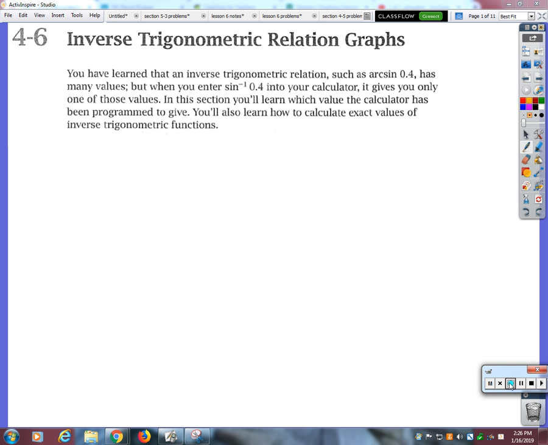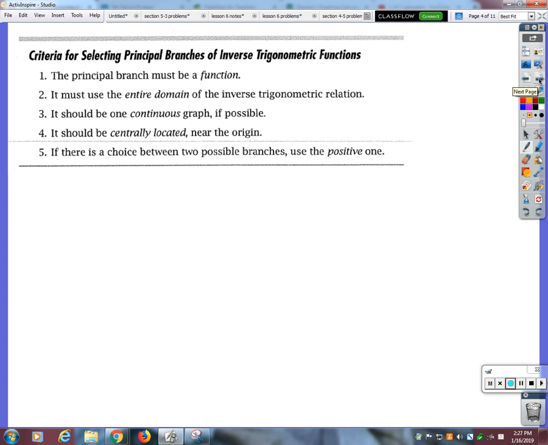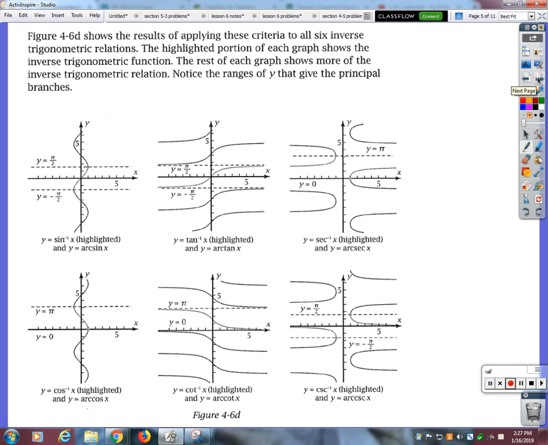This says you have learned that an inverse trigonometric relation, such as the arcsine of 0.4, has many values. But when you enter the inverse sine of 0.4 into your calculator, it gives you only one of those values. We've talked about this a little bit before. The reason is they have to restrict the inverse functions so that each is a function, it's continuous, and centrally located around the origin, and if you have two choices, they like to choose the positive one, okay?